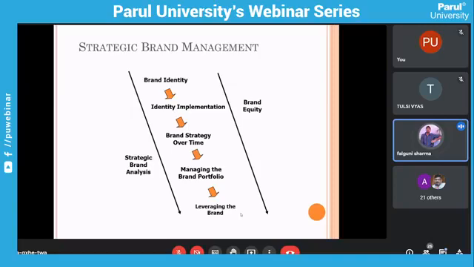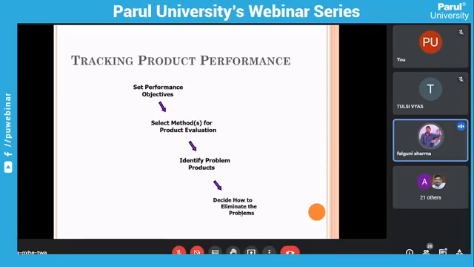Now, tracking product performance. Set performance objectives first. Then select the method of product evaluation, identify problem products, and decide how to eliminate the problems. So first, as you see, set performance objectives. If anything we developed and launched in the market, we have to track how it is performing. First we launch the product in metros, then move to tier 1, tier 2, tier 3 cities, then to the rural areas. So every region has its own pros and cons.